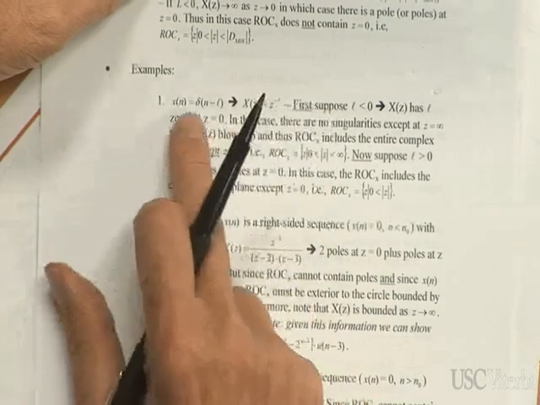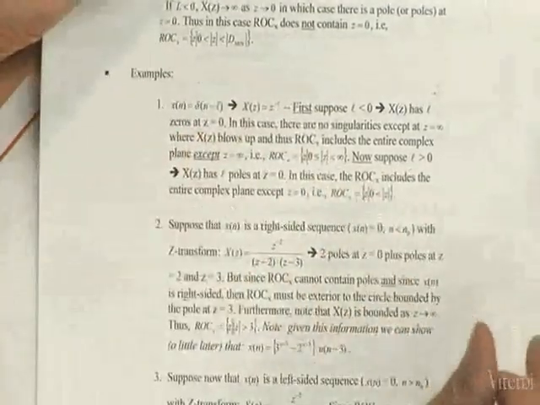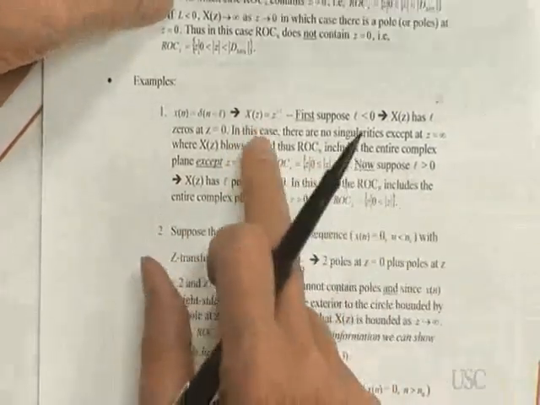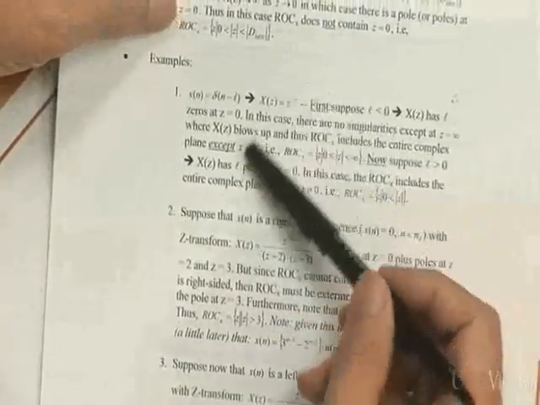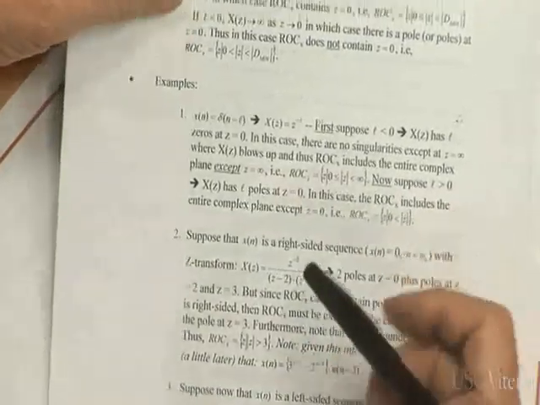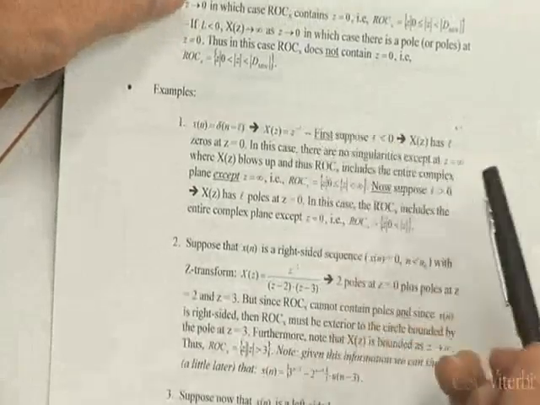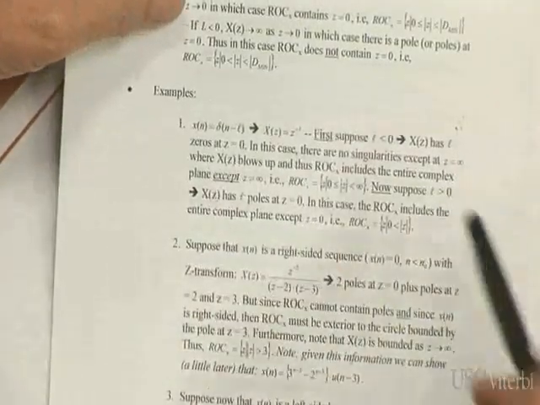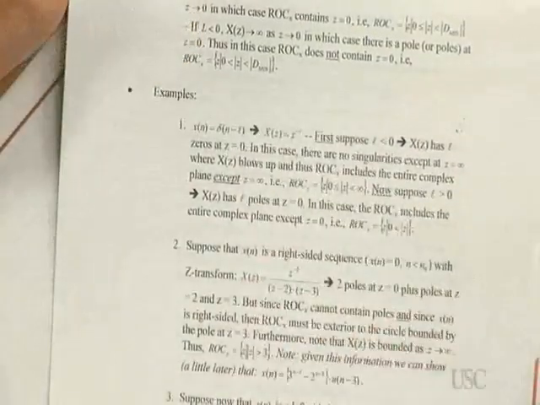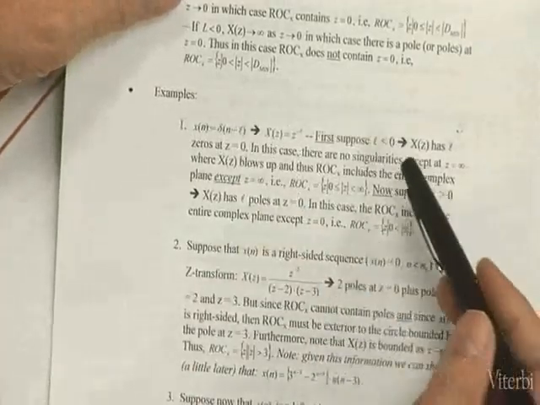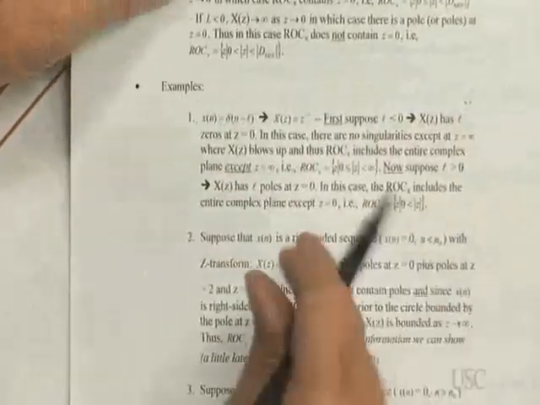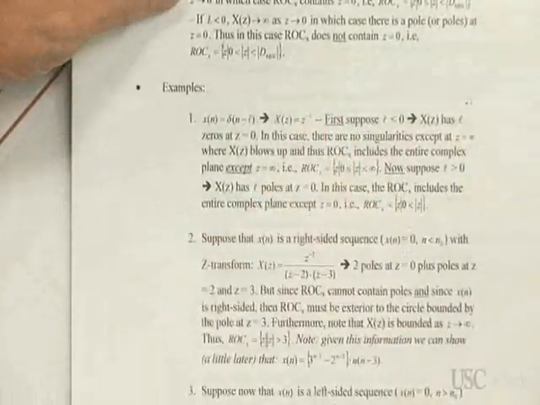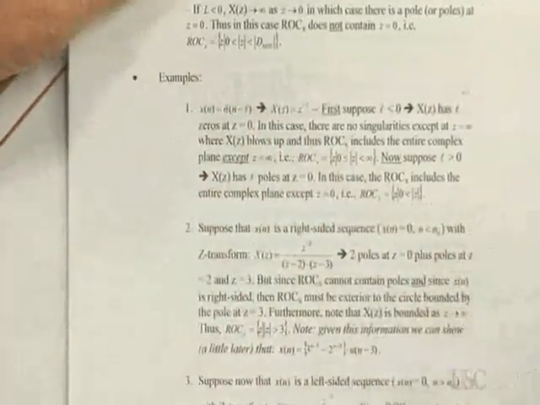This example is a simple one. x of n is delta of n minus L, so x of z is z to the minus L. This is a good example showing it's just an impulse response, but the impulse response could be causal or non-causal. Namely, L could be plus or minus. If it's plus, then z to the minus L converges as z goes to infinity, but you have poles at z equals 0. That's if L is positive, non-zero.